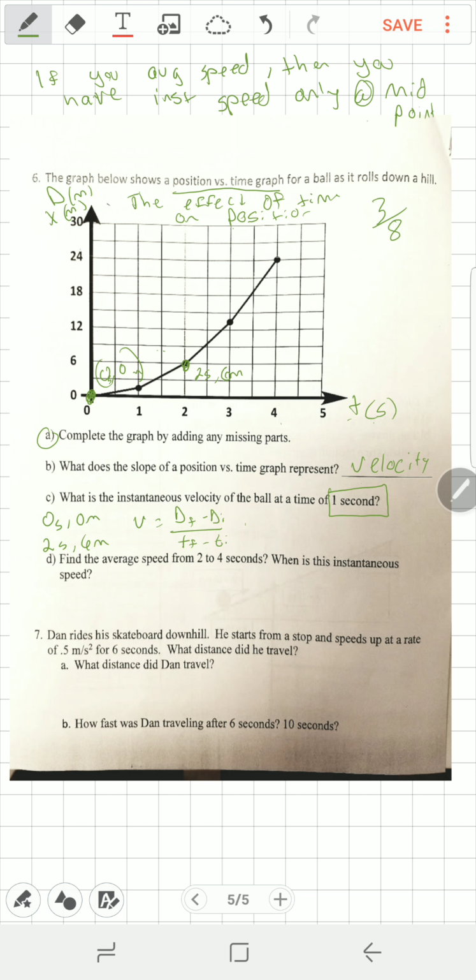I plug them in. Do I have a number for v? I don't. I'll leave it the same. Do I have a d sub f? Yes, I do, because this is t sub i, this is t sub f, this is d sub i, and this is d sub f. So it's going to be 6 meters minus 0 meters over 2 seconds minus 0 seconds. When I get done, it's going to be 3 meters per second.